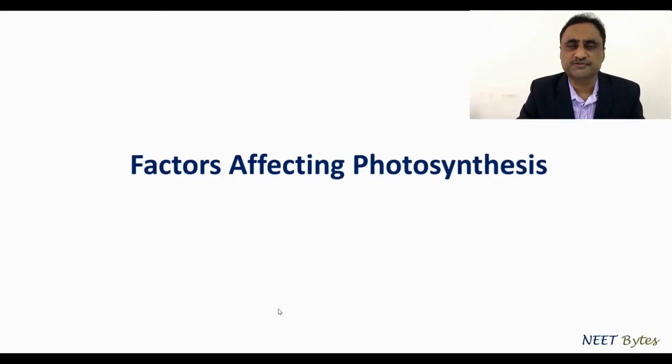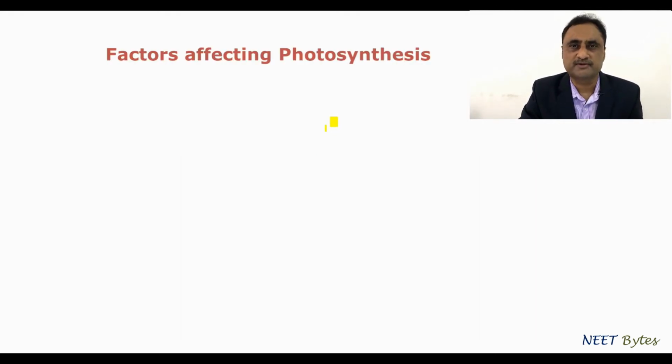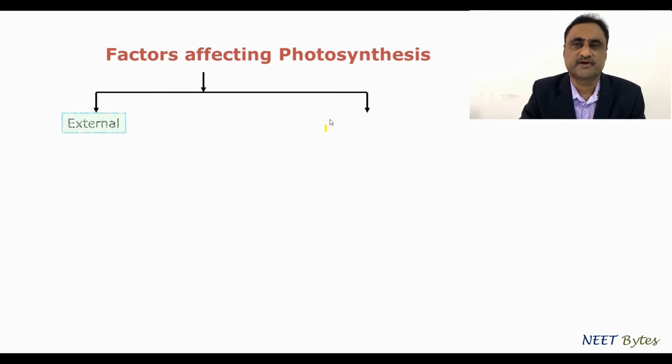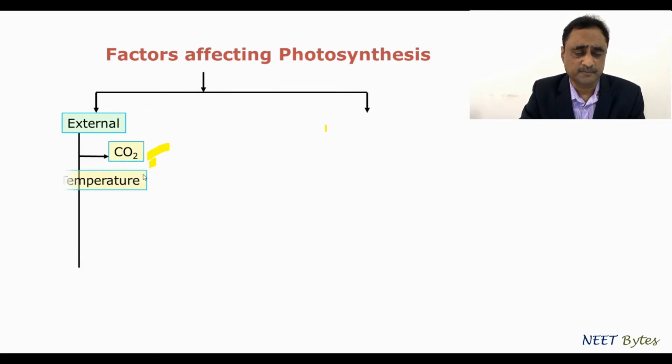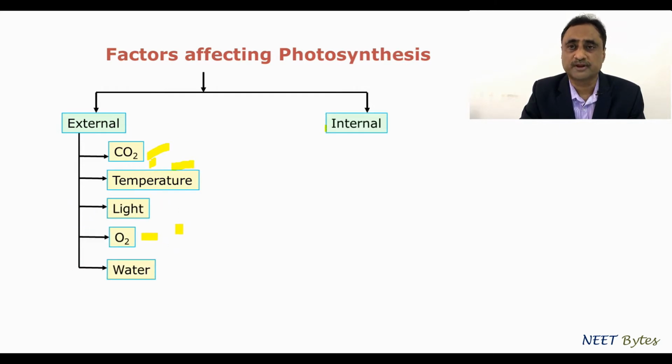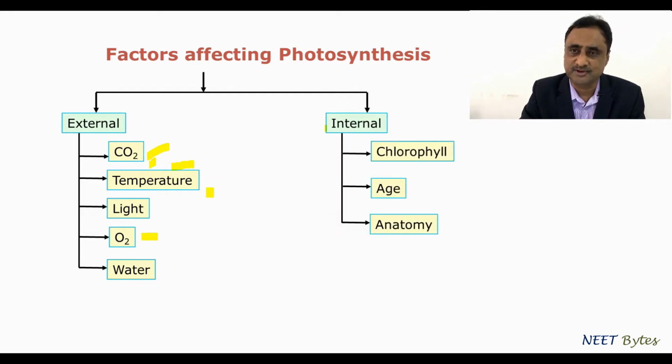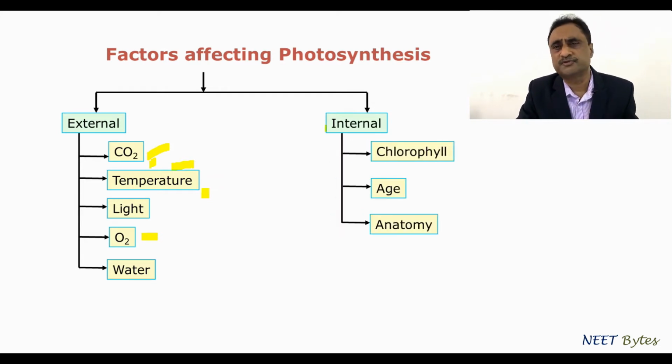Hello, in this session we will be talking about the factors that affect the rate of photosynthesis, right? We can divide those factors into two categories: the external factors and the internal factors. Even the external factors can be divided into CO2, temperature, light, and water. The internal factors can be chlorophyll, age, and anatomy. But for all practical purposes, we concentrate only on the external factors.